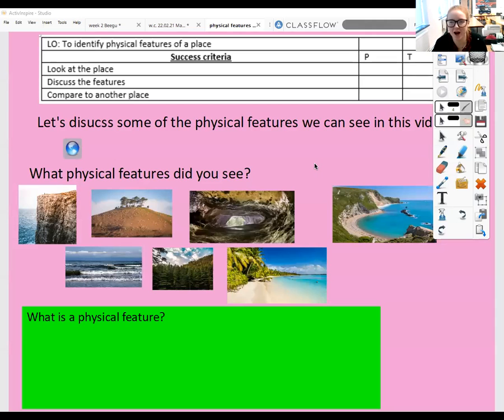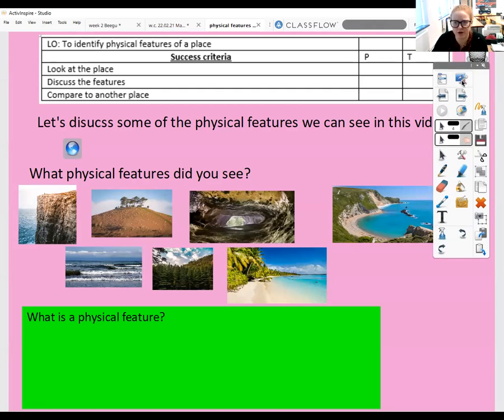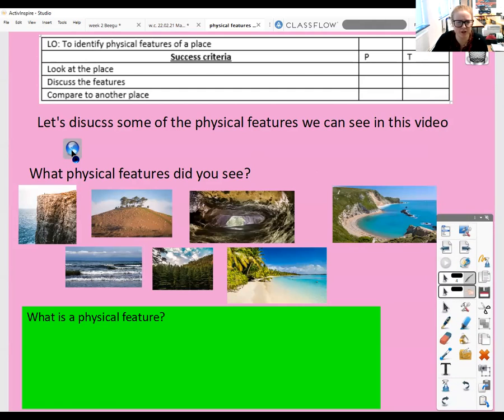Everyone, so we're going to be carrying on with some more geography from last week. So just to recap, what do we remember about physical features? Let's look at this video just to remember what was going on and see what we can remember about physical features.